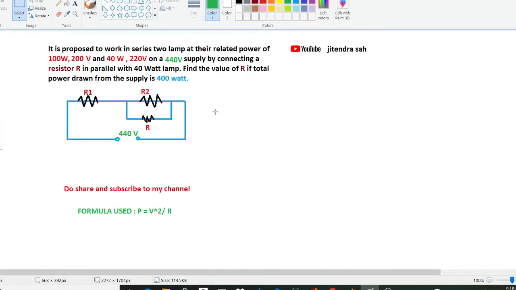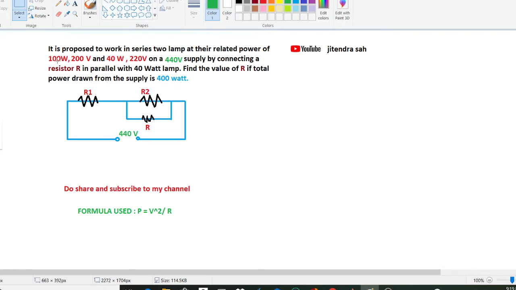Today again I am back with another important numerical in basic electrical engineering. Here you can see a numerical on the screen: it is proposed to work in series two lamps rated 100 watt 200 volt and 40 watt 220 volt on a 440 volt supply, by connecting a resistor R in parallel with the 40 watt lamp. Find the value of R if the total power drawn from the supply is 400 watt.